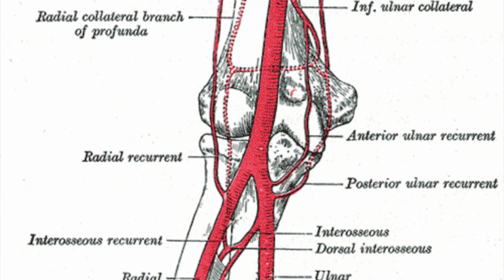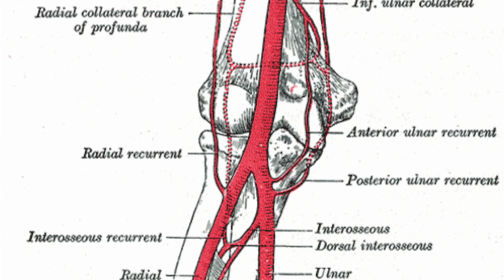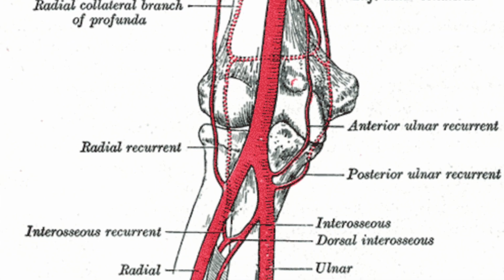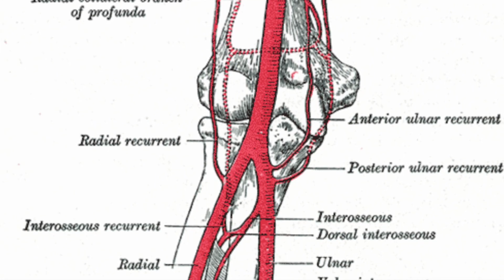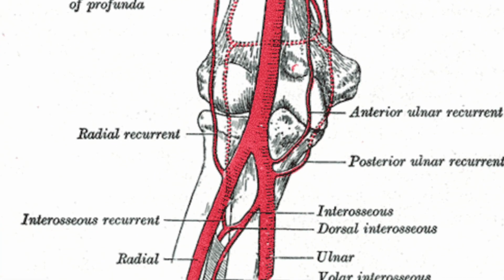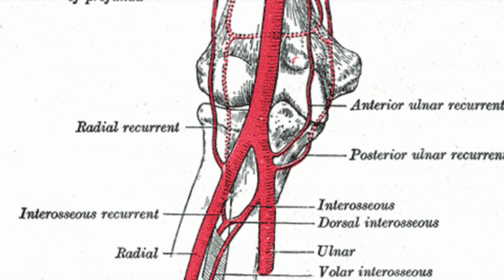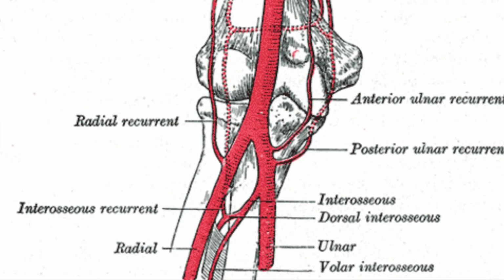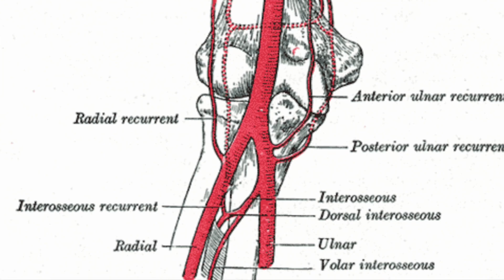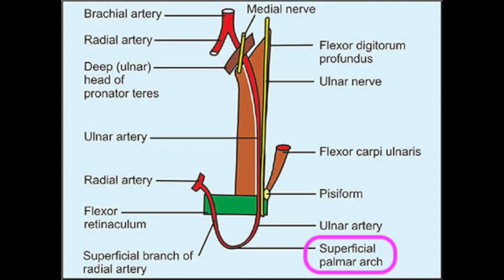This brachial artery divides into two terminal branches, radial artery and ulnar artery. Ulnar is of a wider caliber, a deeper branch, giving nutritional branches to radius and ulna. So ulnar artery is a continuation of brachial artery, and ulnar artery continues as superficial palmar arch.